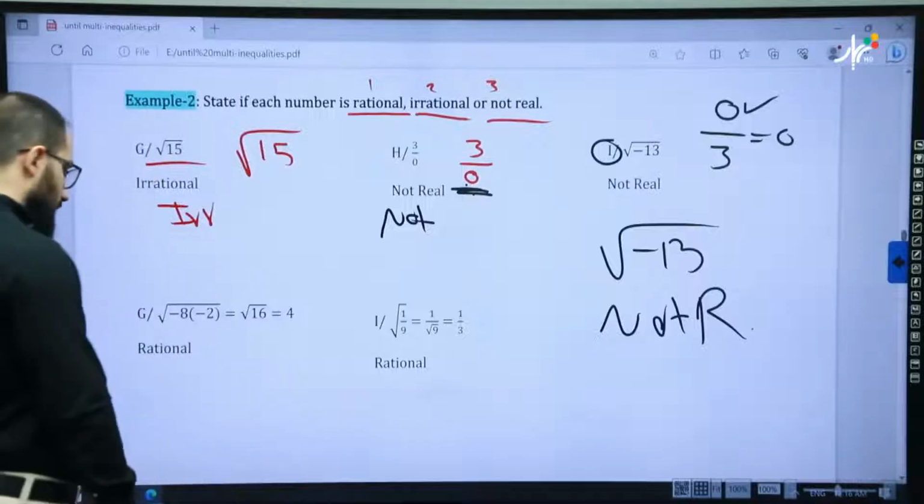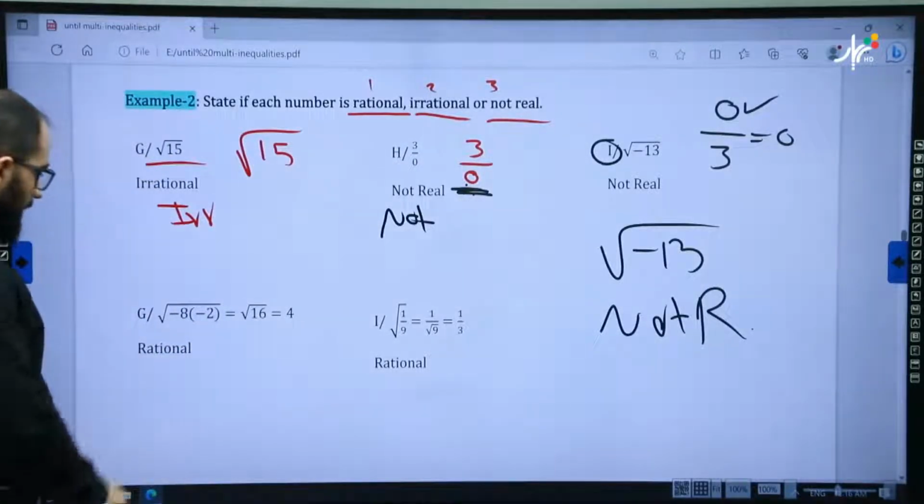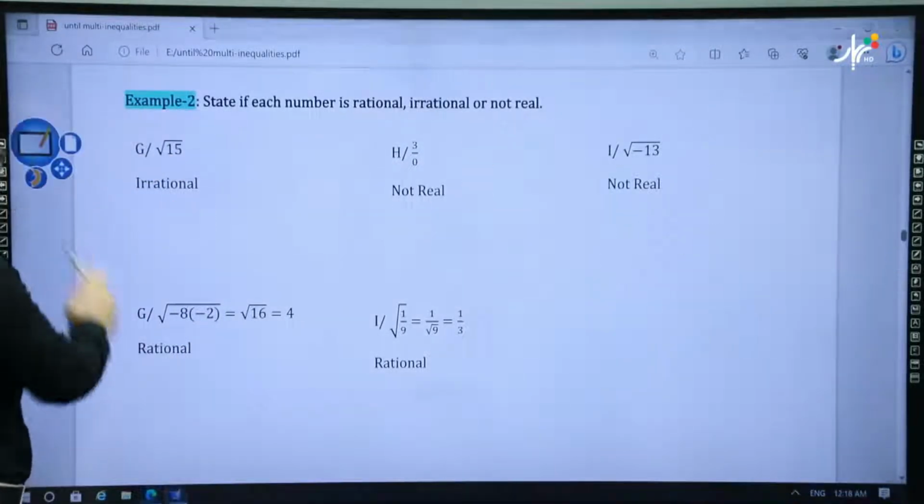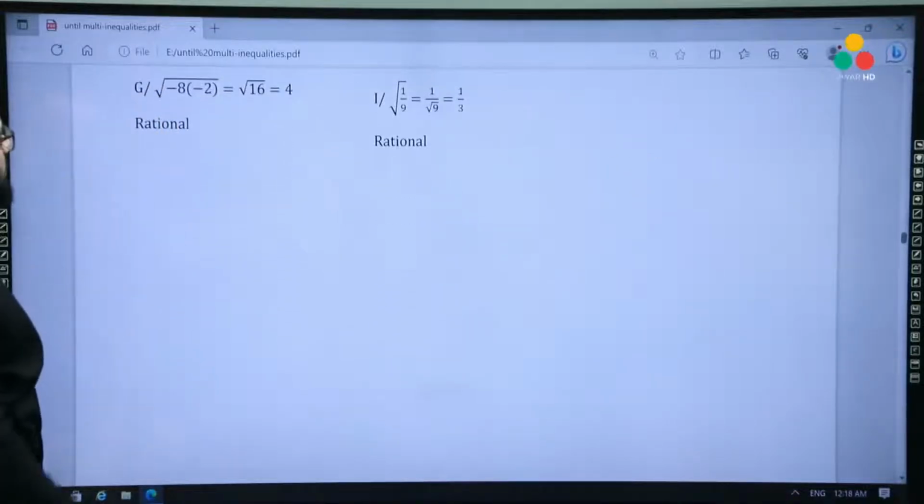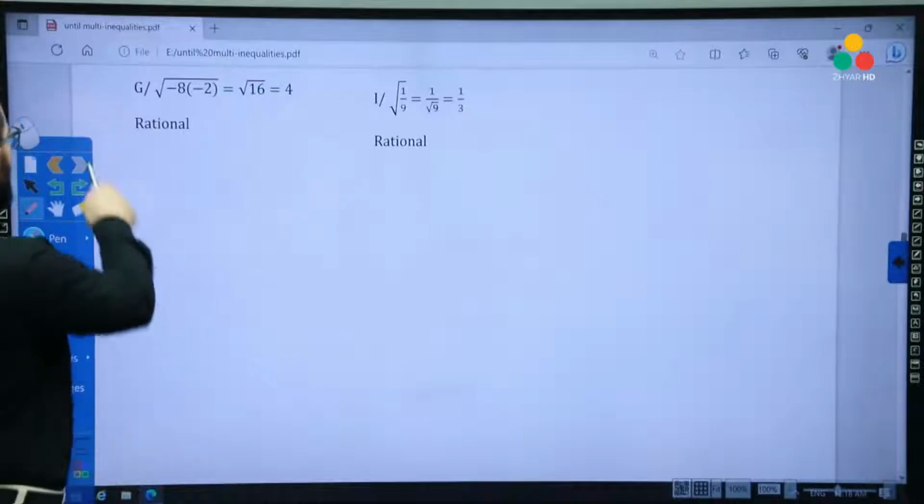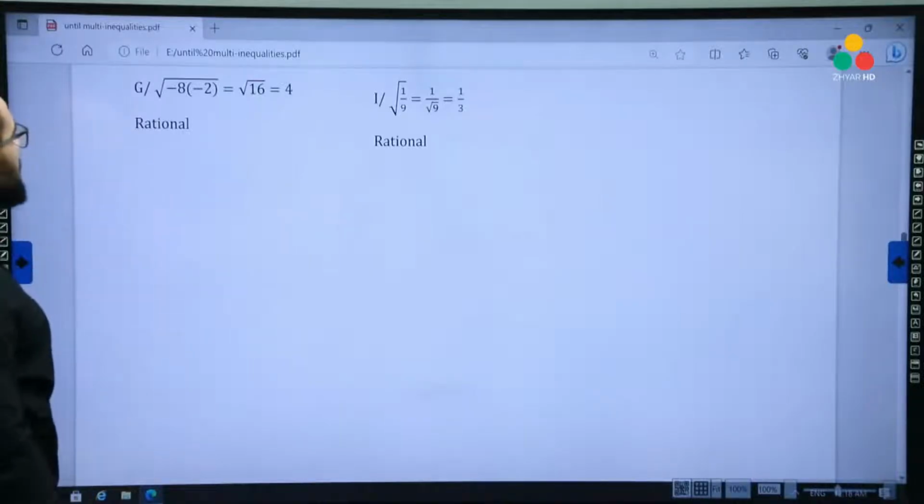Okay. Let's check the other examples. We have example G. I think the letter is different. I repeat, G.